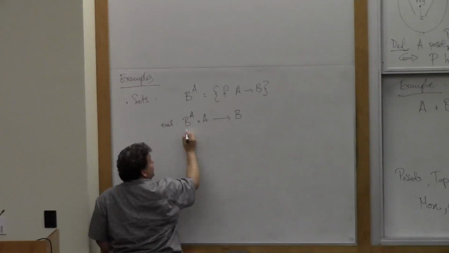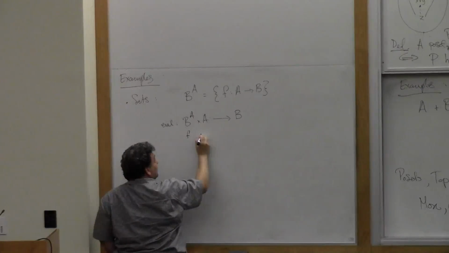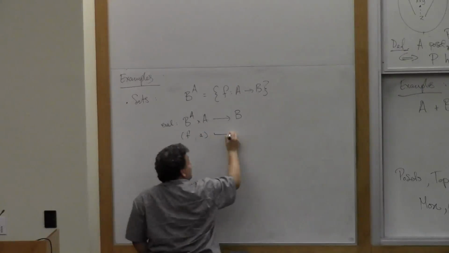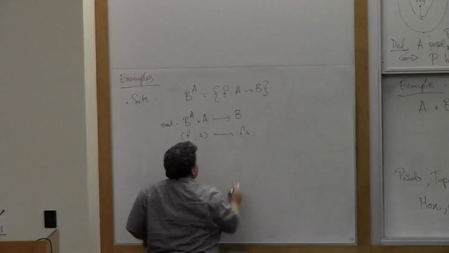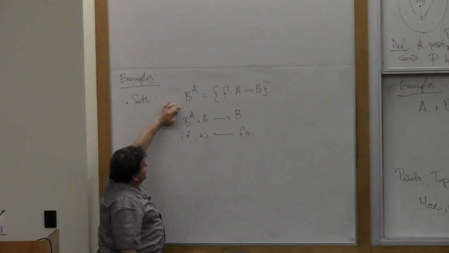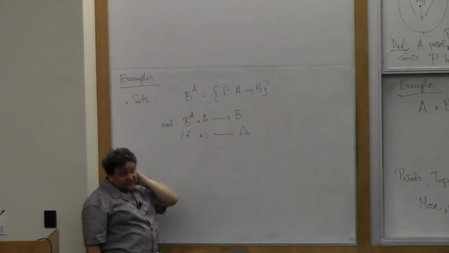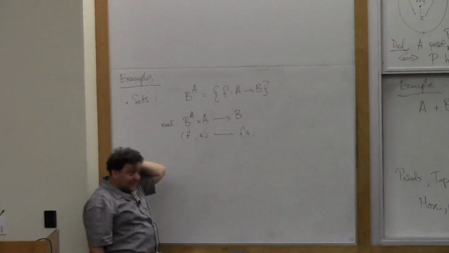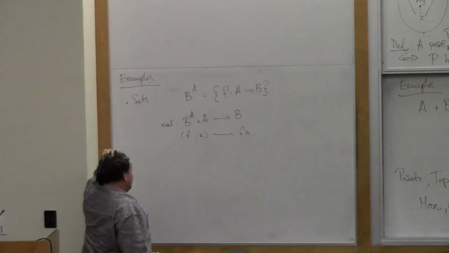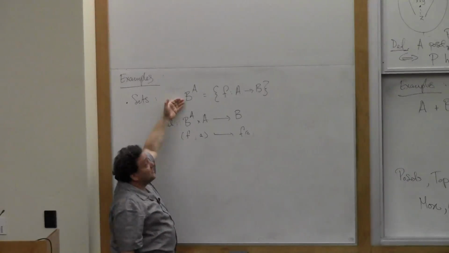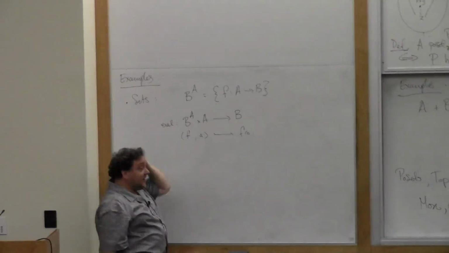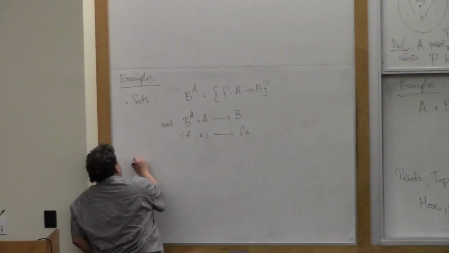What does the evaluation function do? Well, it takes a function f and an argument a, and it returns f of a. This structure really has that universal mapping property, and it's uniquely characterized up to isomorphism by that universal mapping property. So if you like, you can take this as a definition of the set of all functions from A to B in posets, too.